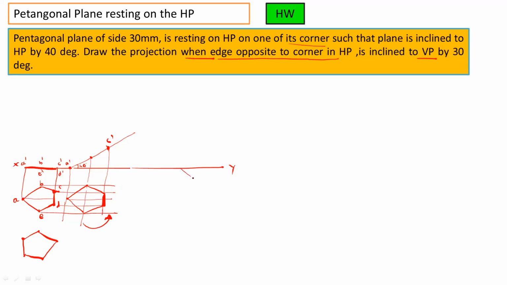So draw one reference line at 30 degree, and on this reference line, draw this edge, that is edge CD. So this is C and this is D point, and then complete this top view as it is. Okay, so you can draw two perpendicular lines as a reference. Okay, then take this distance from C point to this point. Okay, and draw that line and just transfer the points.